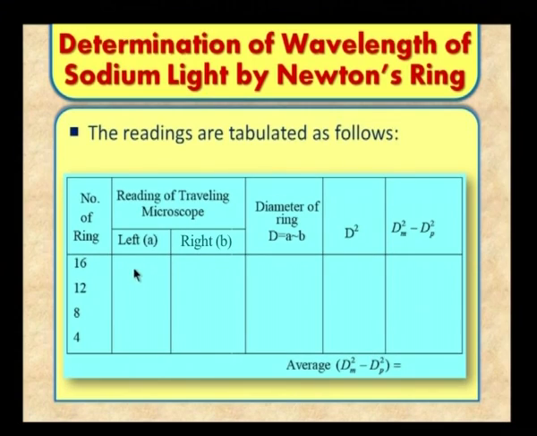So, now forget about the microscope, look at your notebook, then find the difference between these two. The 16th ring reading that you took on the left, then on the right, the difference between these two will obviously give you the diameter of the 16th ring. That is what you are going to write here. The difference between the reading A that you took and B that you took for the right, A minus B, will obviously give you the diameter of the 16th ring. Similarly, the diameter of the 12th ring. The difference between these two will give you the diameter of the 8th ring, the diameter of the 4th ring. Then you find the d square values. These are d, you find the diameter square.